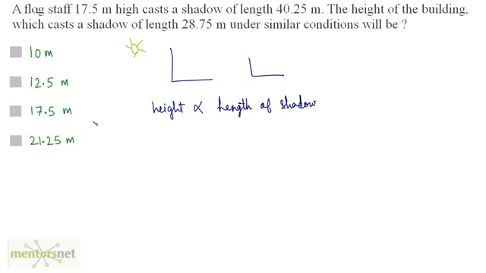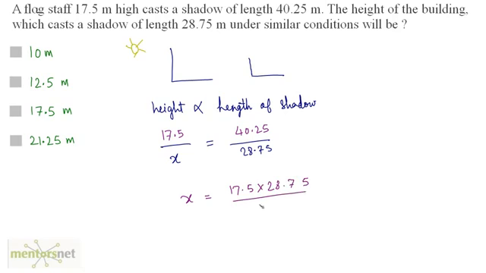So the height of this flagstaff is given to us, which is 17.5 meters, and it casts a shadow of length 40.25, right? And the height of the building is what we have to find out if it casts a shadow of length 28.75. So these are directly proportional, so I can take the ratio and equate them. So X's value is equal to 17.5 times 28.75 divided by 40.25, and when you solve it, you'll get 12.5. So the correct answer is option B.